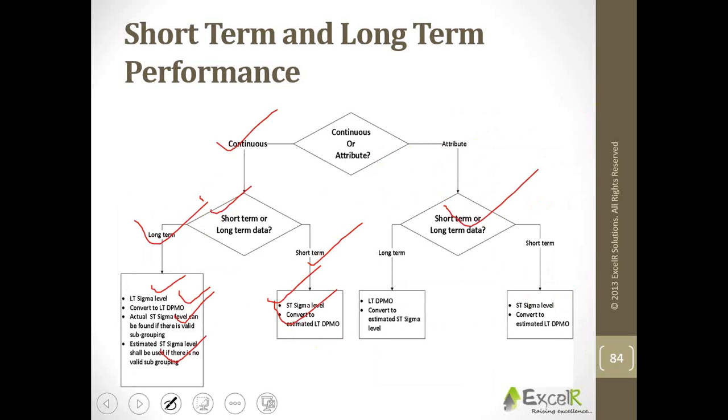Then for attribute data, you have short-term and long-term data. If we have short-term data, you can calculate short-term sigma level or convert to estimated long-term DPM, defects per million opportunities. If it is long-term, then you calculate long-term DPMO, convert to estimated short-term sigma level. Simple. So ultimately, you need to find out what sigma level and also DPM, defects per million opportunities. So whatever data is given to you, you can easily calculate the other details.